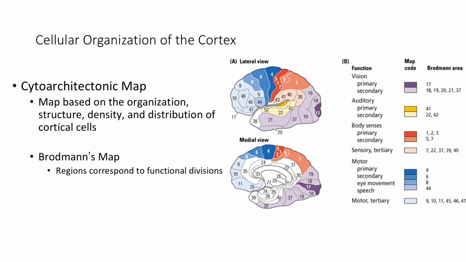So different regions correspond to different functional divisions. You don't have to memorize all these numbers. I just want you to know that certain Brodmann areas are important for certain functions.